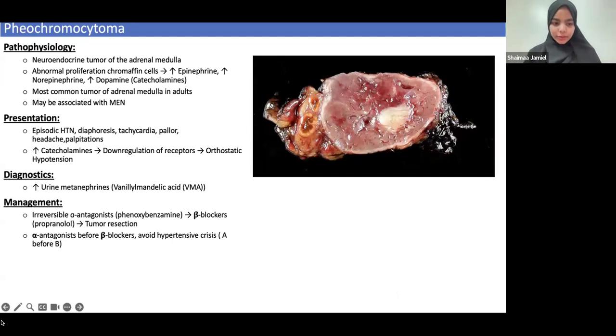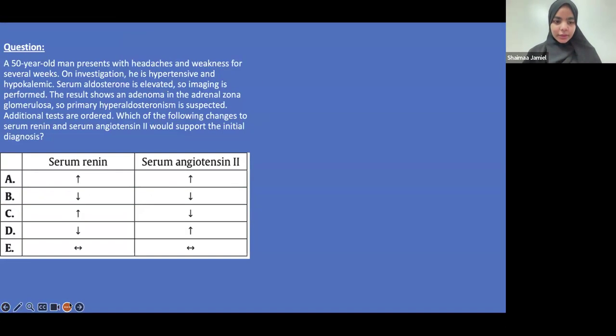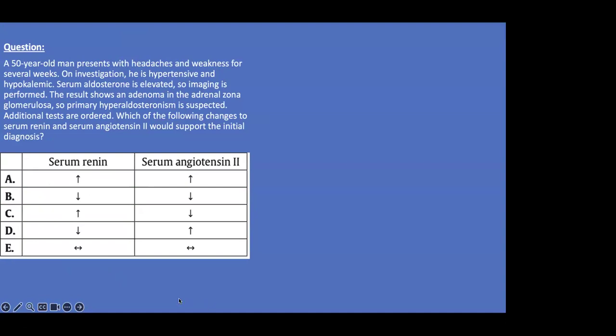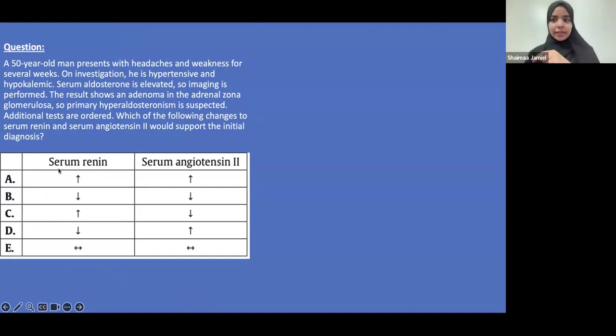So basically, the RAS system, renin stimulates the production of angiotensin, right? Yes. So if renin is high, then angiotensin will be high. Okay. And what's the ultimate goal of the RAS system? It's to increase the blood pressure. And renin also stimulates aldosterone. So renin stimulates angiotensin and stimulates aldosterone to increase the blood pressure.